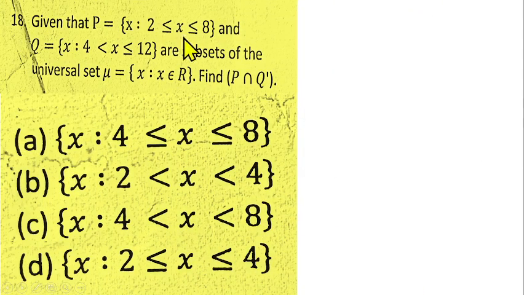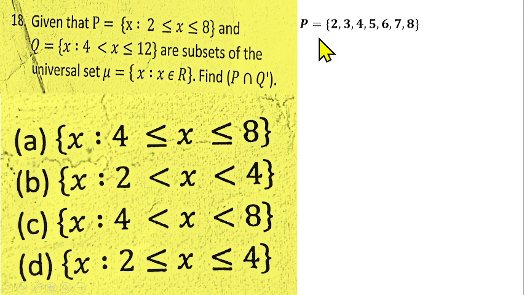Question number 18 is from sets. Given that set P has elements such that the element of x is from 2 to 8, and set Q has elements such that the element is from 5 to 12, and they are subsets of the universal set, and x belongs to the real numbers, we have to find P intersection Q complement. So the first thing to do is to get the elements in each of the sets.